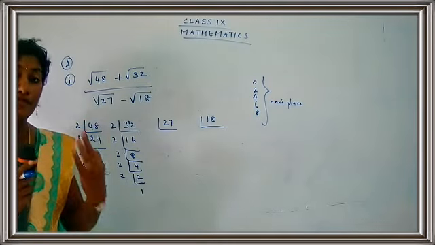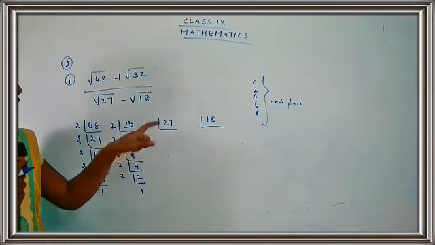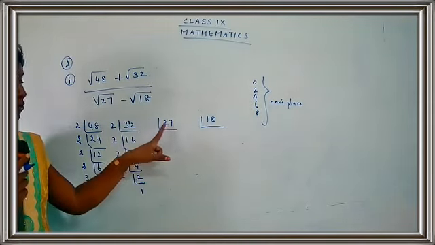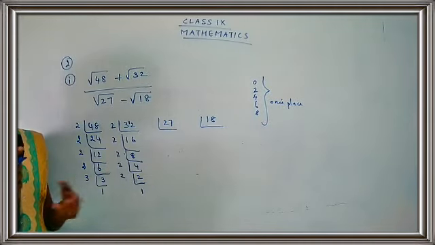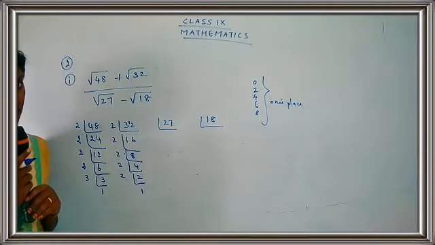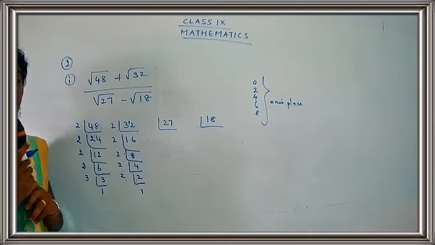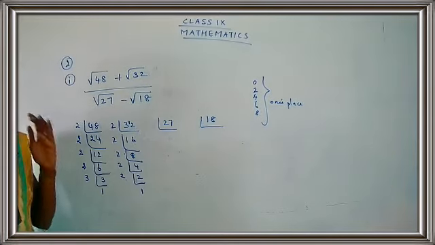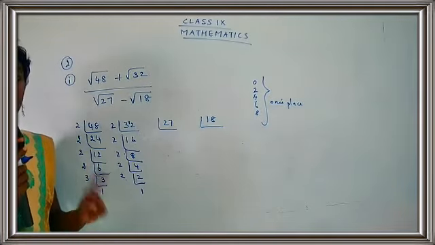That is, we have to check for 3. How to check for 3? You have to just add all the digits. Now 2 plus 7, that is 9. So 9 goes in the table of 3. So 27 will also go in the table of 3. That is, 27 is divisible by 3.